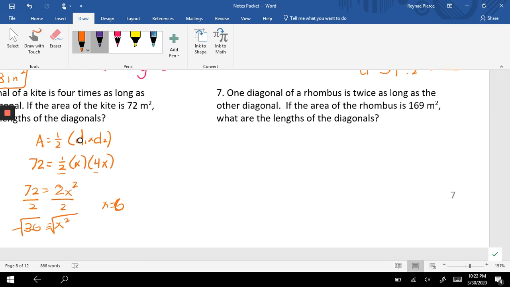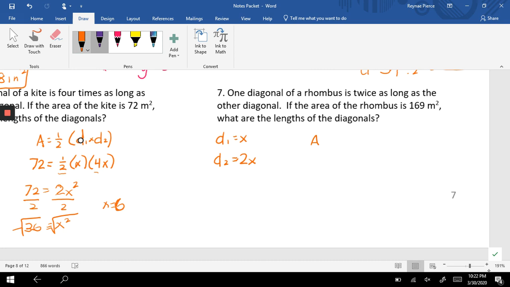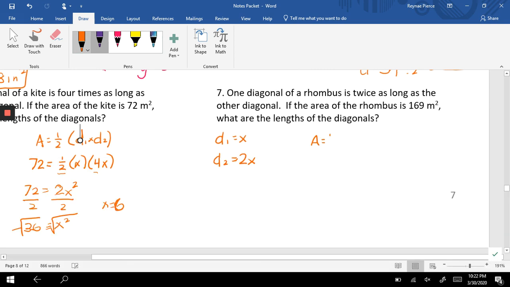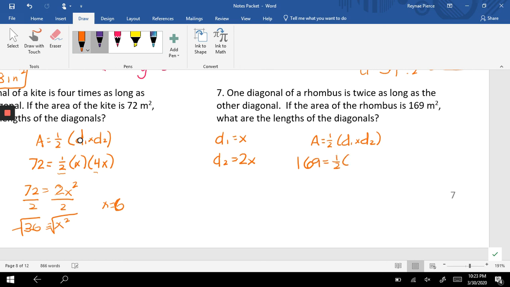Last example here. One diagonal of a rhombus is twice as long as the other. Pretty similar. We let one diagonal be x. The other diagonal will be 2 times that. The area of the rhombus is 169. What are the lengths of the diagonals? So, start with our equation. Fill in the parts that we know. We know the area is 169. One of my diagonals is x. One of them is 2x.